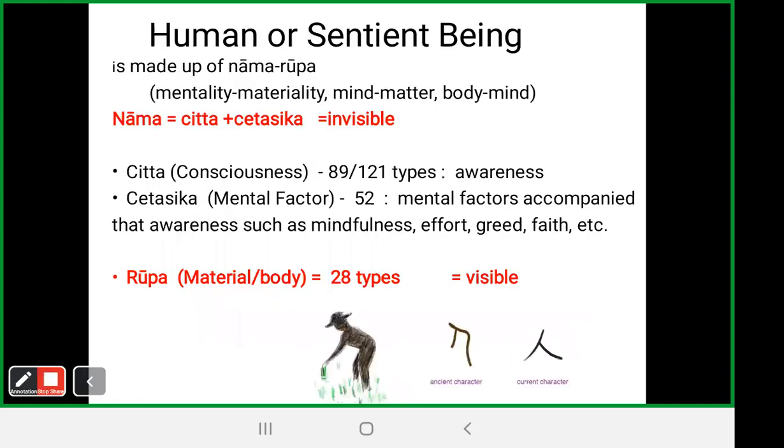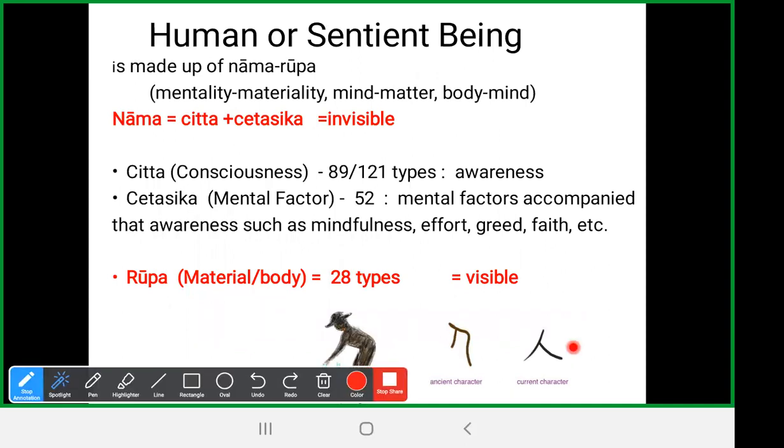Okay, so now, a human or a sentient being is made of this nama-rupa. As I said, nama-rupa can be translated in many ways: mentality and materiality, mind and matter, or body and mind. It means that this human or sentient being has 2 parts. One is nama, which means mentality or mind, and the other is rupa, which means materiality or matter.